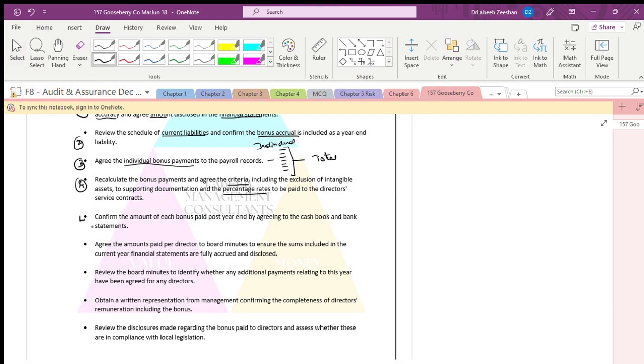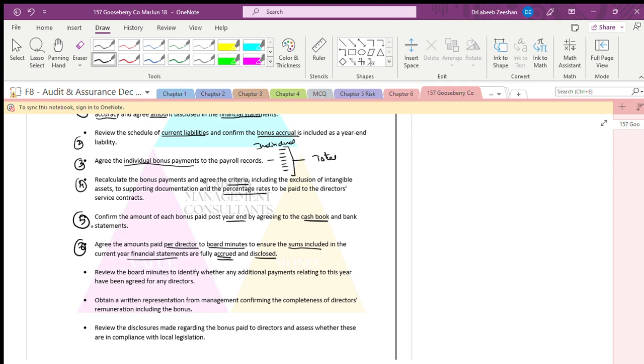Next, point number 5: confirm the amount of each bonus paid post year end with the cash book, whether the amount has been recorded and how much it shows in the cash book. Next, agree the amount paid per director as per the board minutes. You will have the board minutes, a higher-level decision, to make sure what is mentioned in the board minutes and how much we have paid, to ensure that sums included in the financial statements are fully accrued and disclosed.